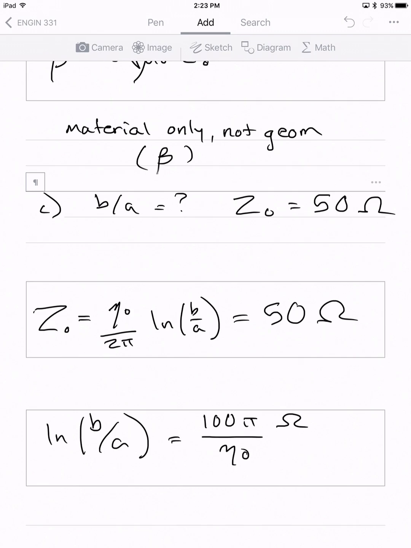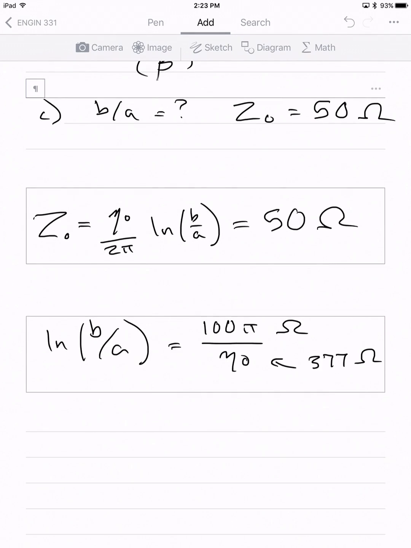Now eta naught, if you remember, is 377 ohms. So we have this on the top, we're going to have something around 314 ohms. On the bottom, we're going to have 377. So ln of b over a is some positive number that is less than 1.